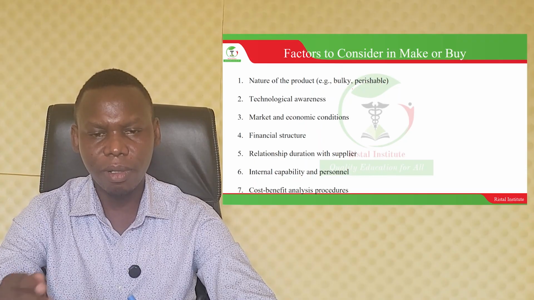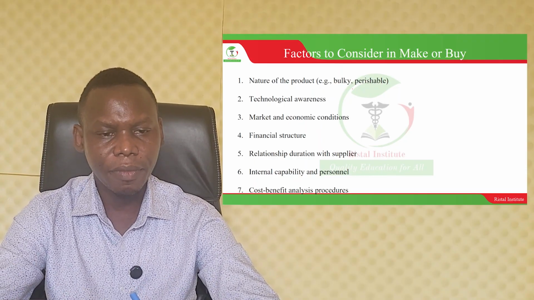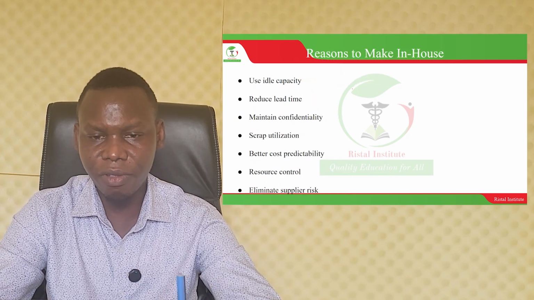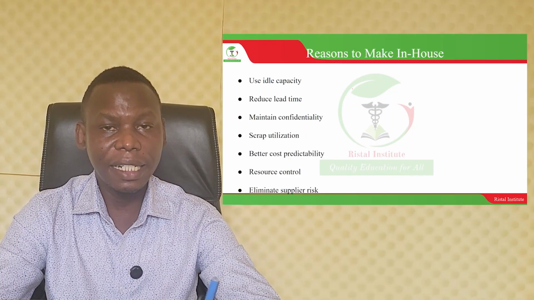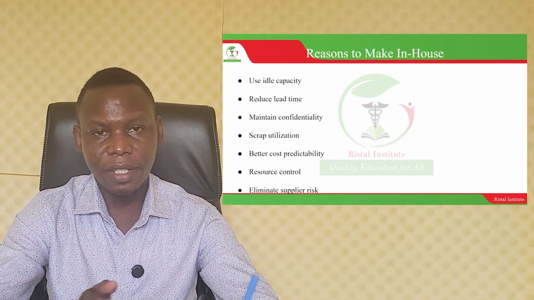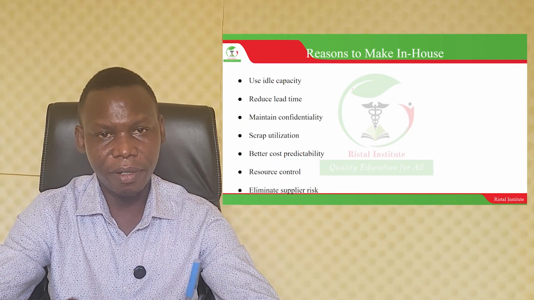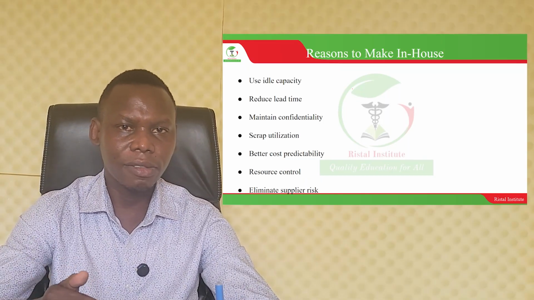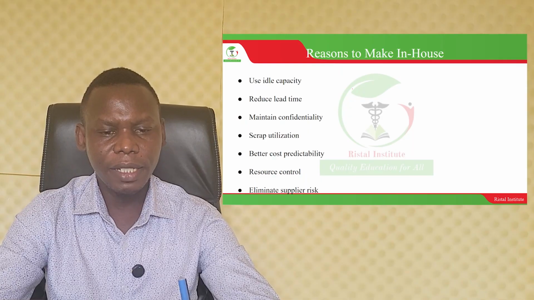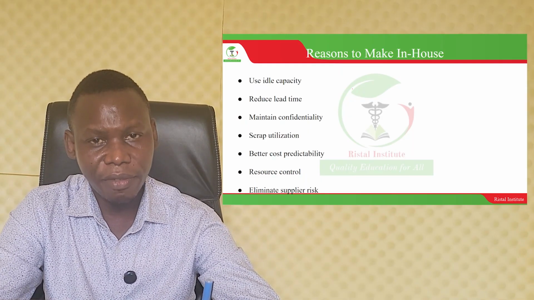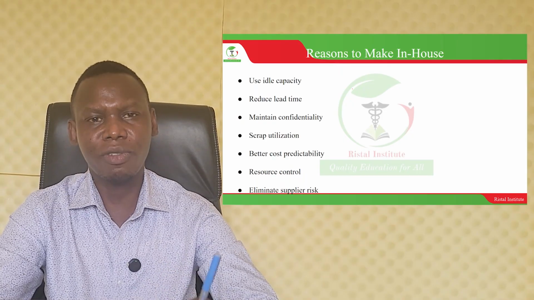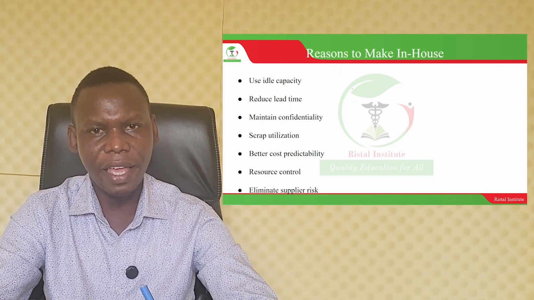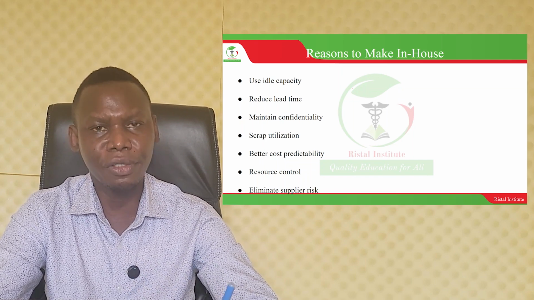Reasons to in-house, or in other words, reasons to make. When we have idle space, so idle capacity that is not being used, we make. When we need to reduce lead time, of course, lead time is the time between ordering and delivering or receiving. So if we see that the lead time is long when we order from outside, we just make it. Maintain confidentiality: the company has information that is not supposed to go out. Scrap utilization: some scraps are there and they are not being used, so the company can decide to use that.